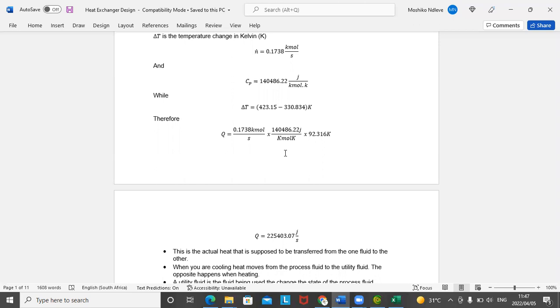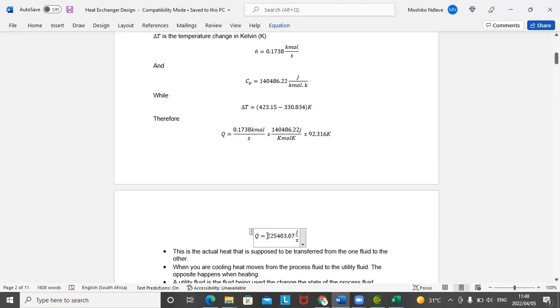That's not the area I was expecting, hence I'm a bit skeptical. It's always good to check your work, because numbers never lie at the end of the day. 1.738 multiplied by 140,486.22. Then we'll multiply that by 92,316. That's 2.25 million. So there was an error here.